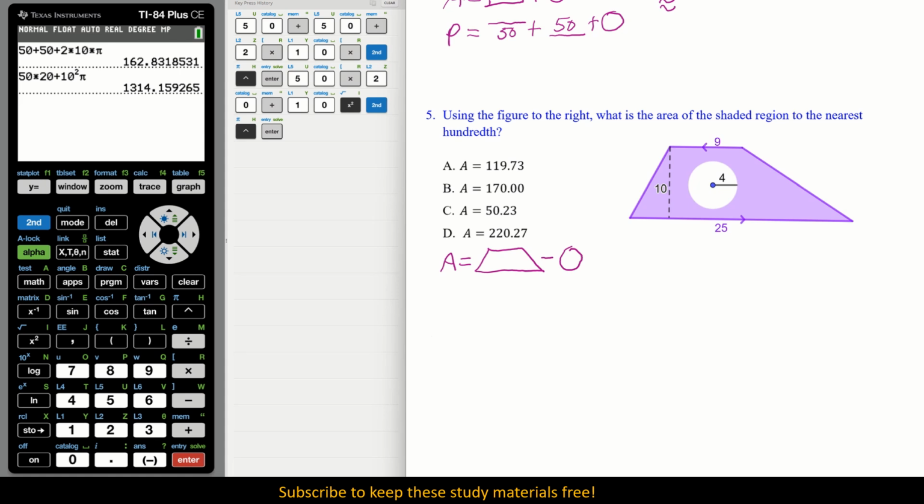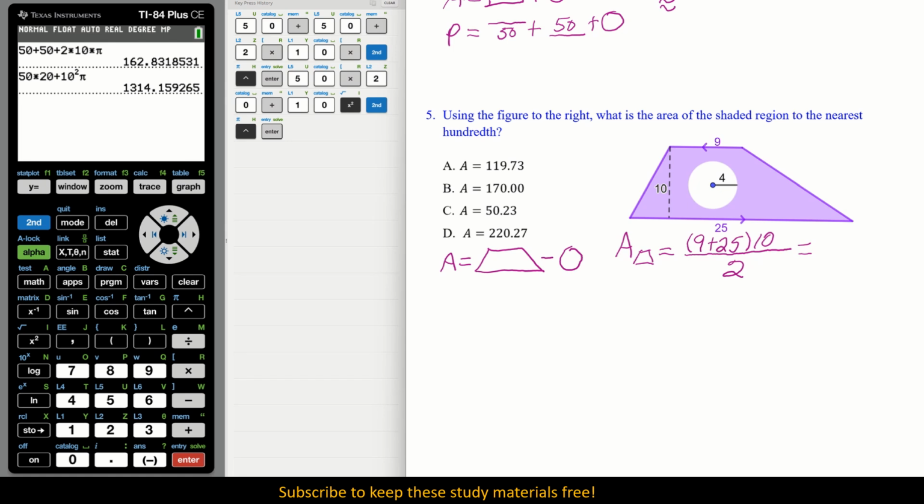Okay, so let's get the area of the trapezoid. If you remember, we are dividing everything by 2, but we need to add these 2 bases. So we're going to add the 9 plus 25 and then multiply it by a height of 10. And we can pop all of that in the calculator.